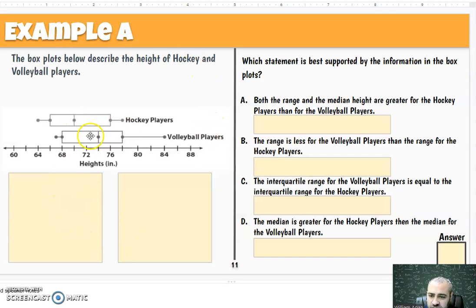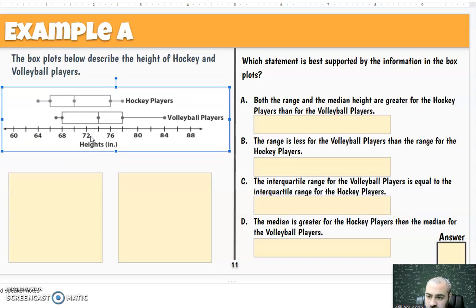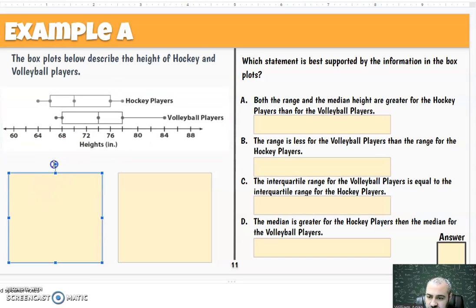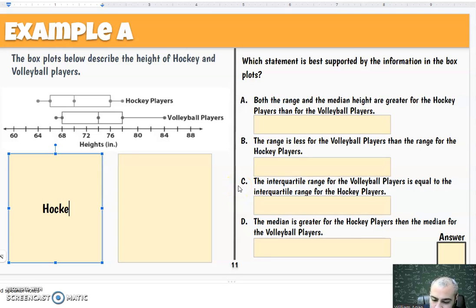So first thing I think we should do, I'm going to move things around a little bit, and I'm going to make these boxes bigger because this is where we're going to put all of our information. So first I have the hockey players. Okay, the things that we need to find are the median, the lower quartile, the upper quartile, the interquartile range, and the regular range.